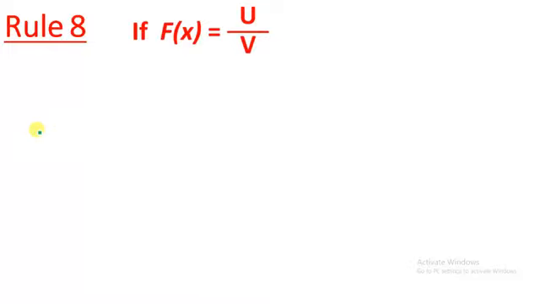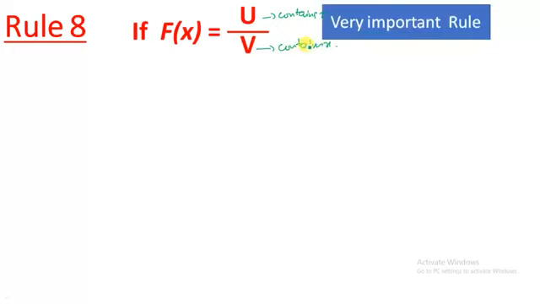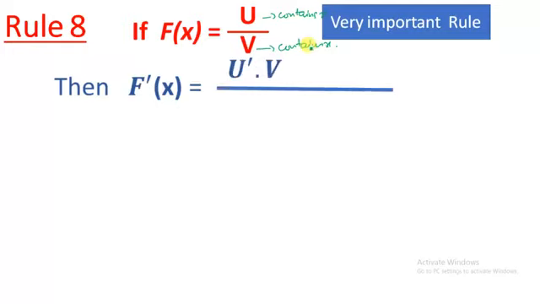Now rule number 8. It is very important. If I have f of x equals u over v, where u contains x and v contains x, and I want the derivative in this case, what is the rule? The rule is f prime of x equals u prime v minus v prime u over v squared.